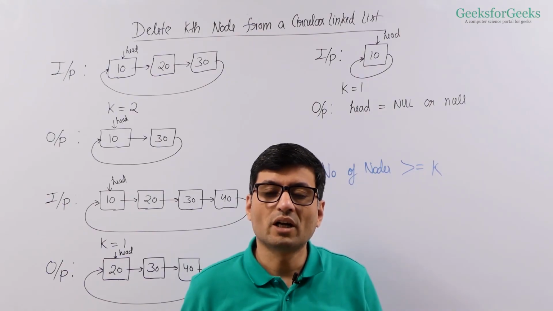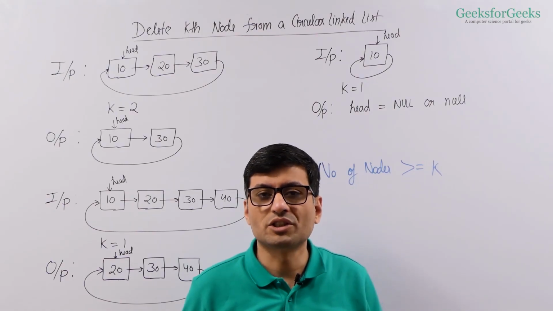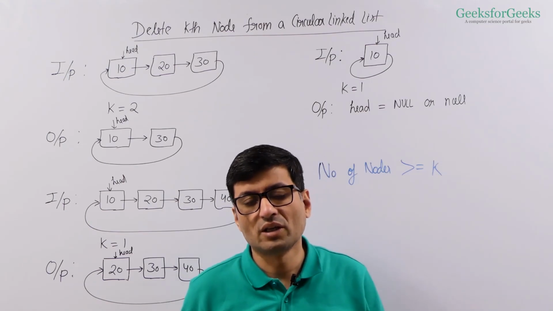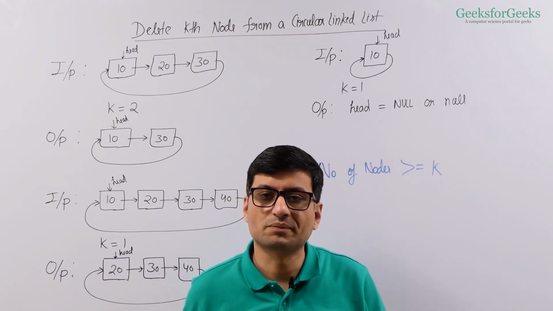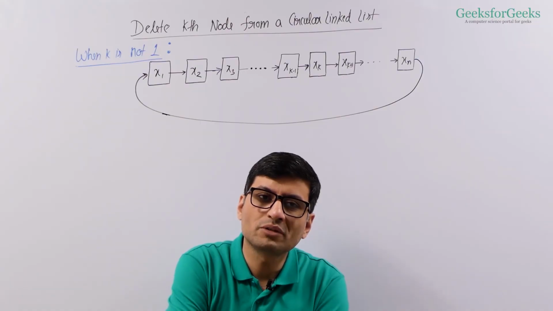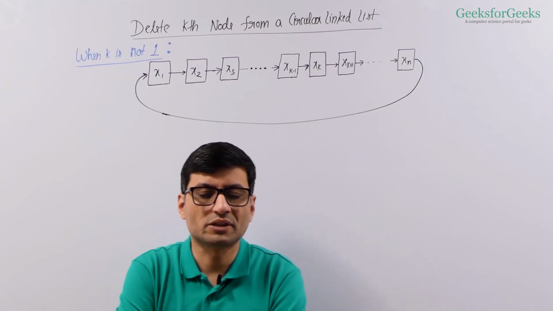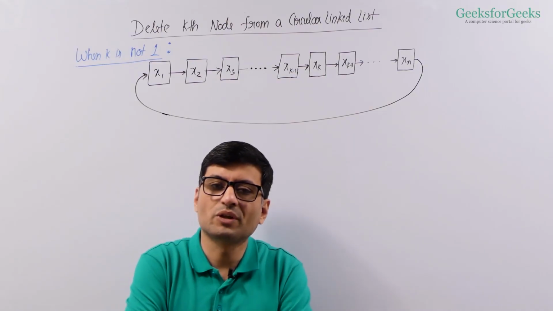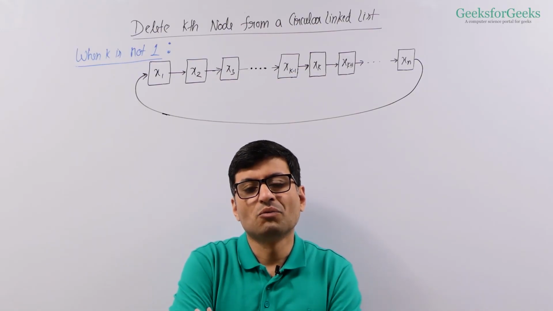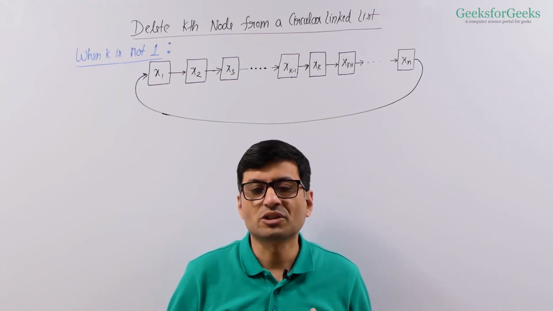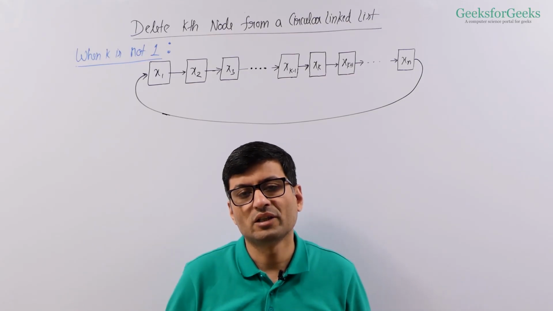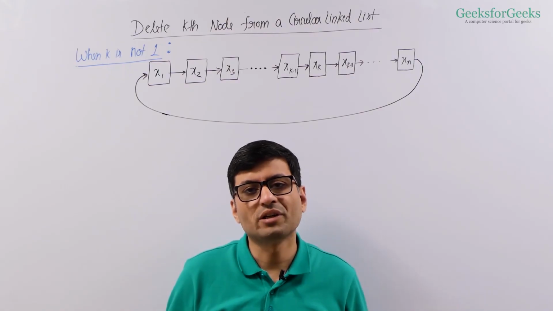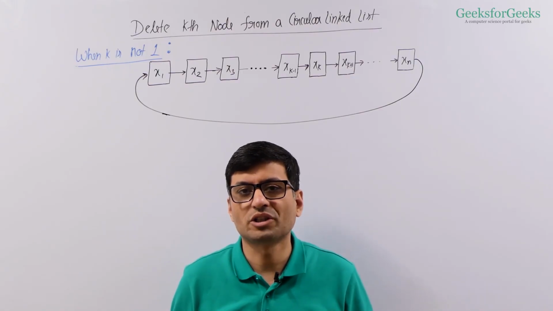Please note that the head of the circular linked list will change only when you are deleting the first node. Otherwise, head will remain the same. The solution of this problem can be divided into two cases. The first case is when you want to delete the head node, when k is 1. We have already discussed deletion of the head in detail in a previous video. Let us now talk about the second case, where the node to be deleted is not the head node.